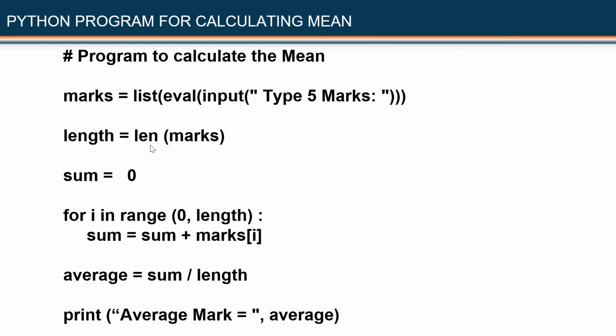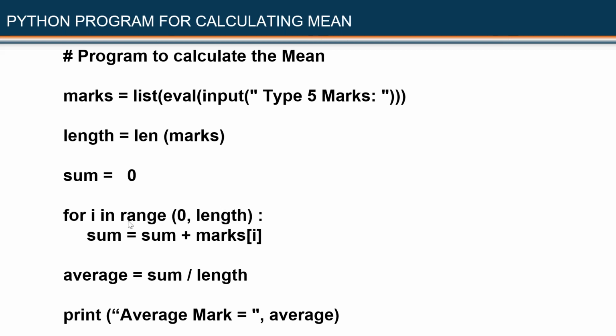len is a built-in function. It will count the number of values in this memory location. You know very well you are storing 5 values in this memory location, so this function will provide 5 as the output. That 5 will be stored in this memory location, and this is referred here. Now, 5 is present here.